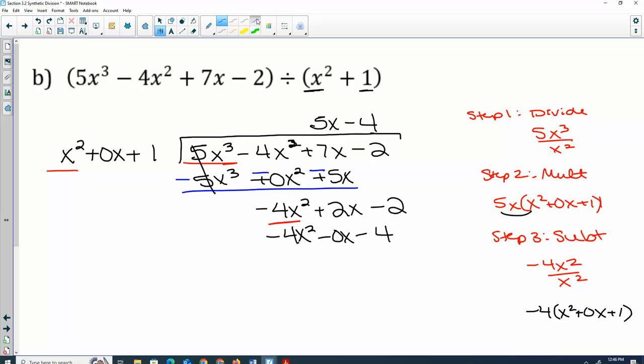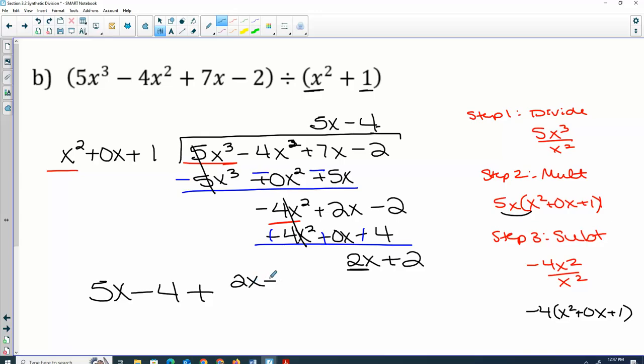Step 3, subtract. So if I run a negative through, combine like terms, negative 4x squared and positive 4x squared cancel, so I get 2x plus 2. Can you do 2x divided by x squared? No. And that'll always be the case. Once you have a constant up here, you're not going to be able to go any further. So that's my remainder. So my answer is 5x minus 4, that's my quotient, plus my remainder, 2x plus 2, over what we were dividing by, x squared plus 1.